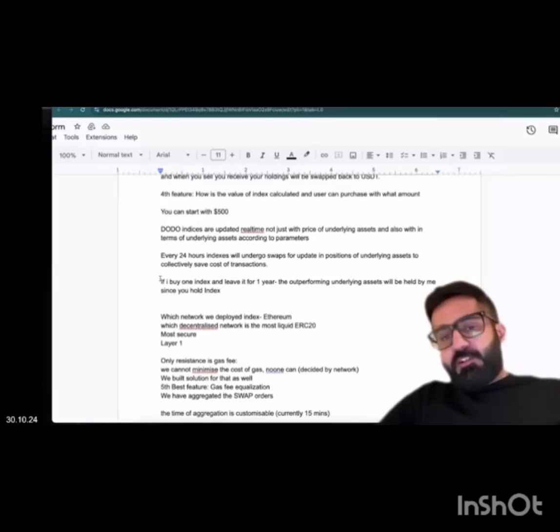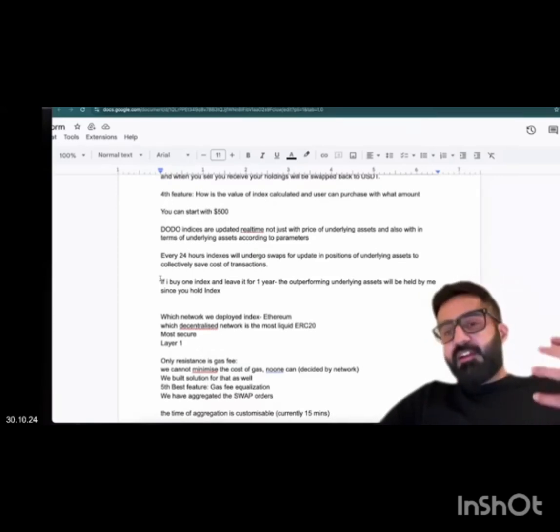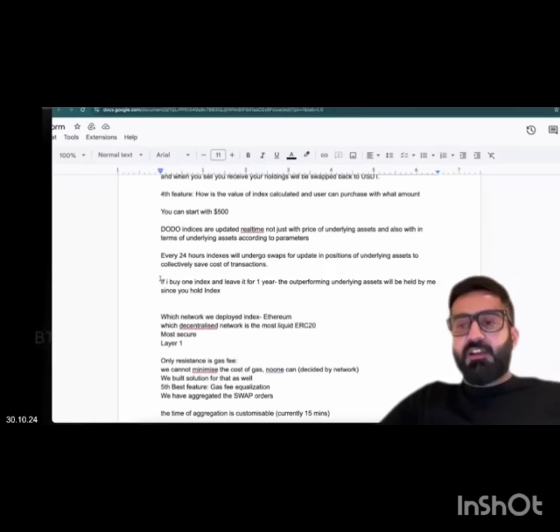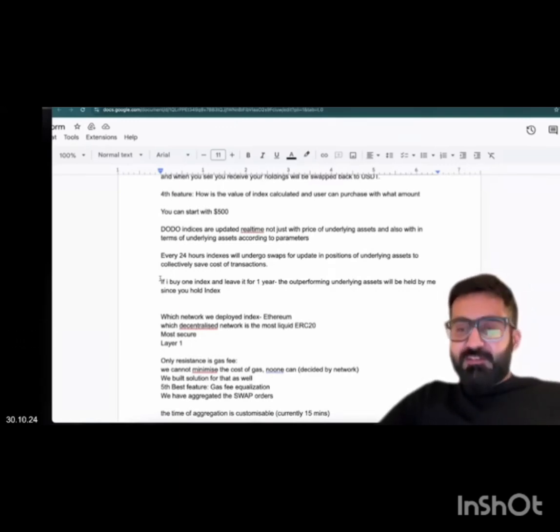Okay. Which network are we deployed on? Ethereum. Why? It is the most secure, most liquid network right now, and the entire market is on Ethereum only. But the only resistance is the gas fee, which nobody can minimize, but we built a solution for that as well.